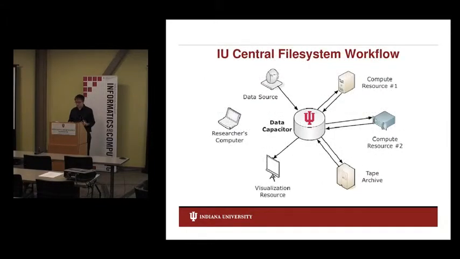IU provides a central file system that we call the data capacitor. And a central file system sits in the middle of this workflow. So you see we've moved your computer out of the workflow, and now your data is written once and stored on a central file system where the data comes from the source, can be used on the compute resource, another compute resource, can be archived, can be visualized, all without moving your data again, which is a key to progress in science: getting to the computation as quickly as possible and reducing the barriers to using your data.